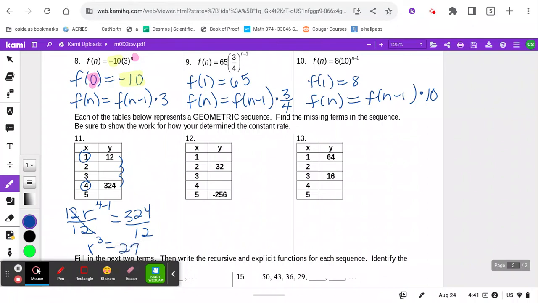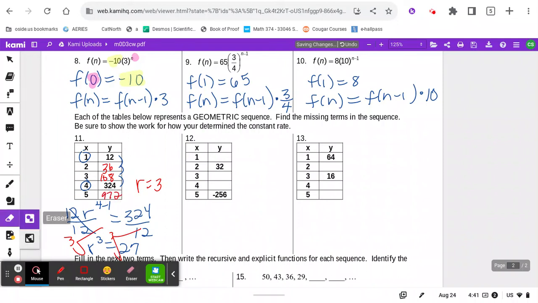And we know we can take the cubed root on our calculator, cubed root of both sides, and my multiplier is going to come out to 3. So 12 times 3, 36. 36 times 3, 108. 108 times 3, yes, that gives me 324, good job. And then 324 times 3, 972. So don't forget to fill in the blanks after as well. Okay, pause the video, try the next one, see how you do.